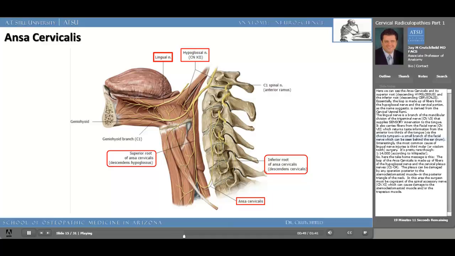Interestingly, the most common cause of lingual nerve injuries is third molar or wisdom teeth surgery. It's pretty rare though, 1 in 14,000 according to Wikipedia.